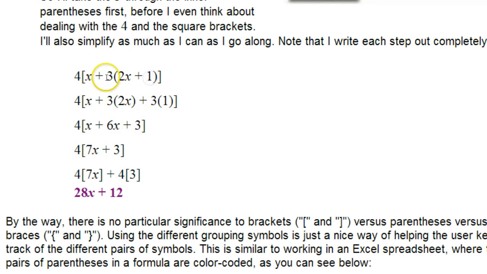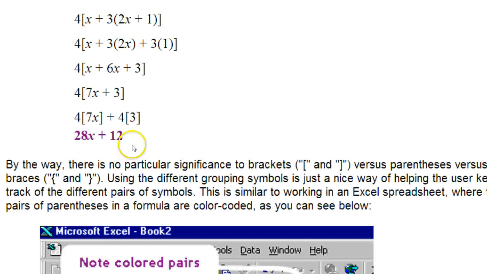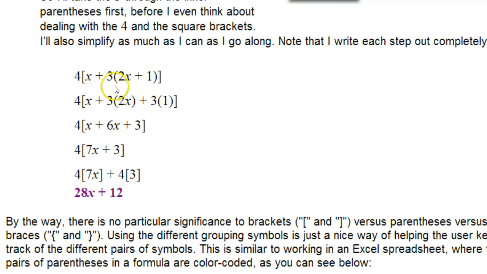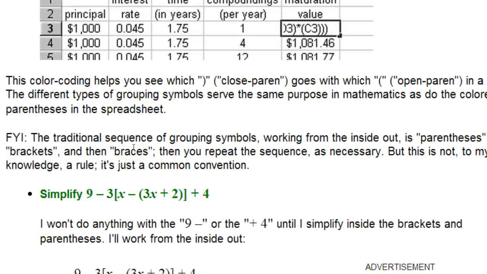Now if you have multiple problems where you have to distribute, take care of the very inside first. So 3 times 2x plus 1 becomes 6x plus 3. You combine any like terms. So I have the x plus the 6x gets me 7x. And then distribute the outer part. So then it becomes 28x plus 12. Okay, there's no difference between the braces and the brackets. Just feel free to use them however you want.